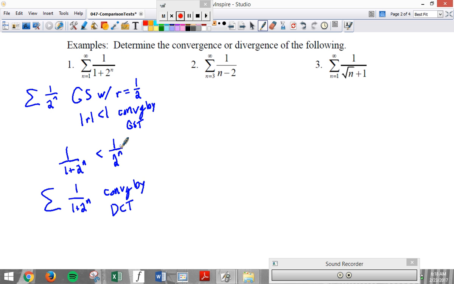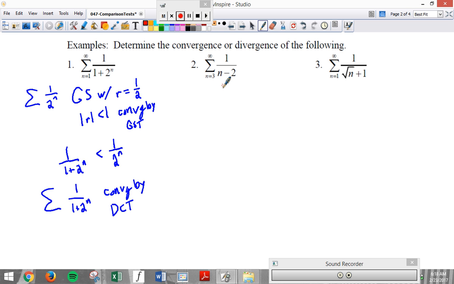Now, next one. It's really the same trick again. It's the same trick over and over and over again. It's just a matter of what you can or can't do. So what would I compare this one to?